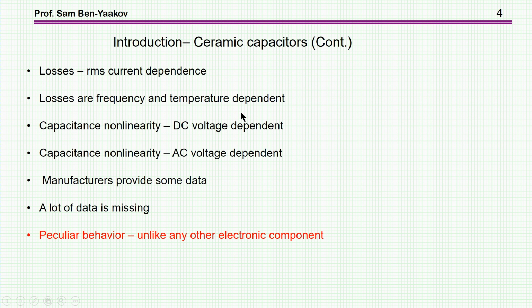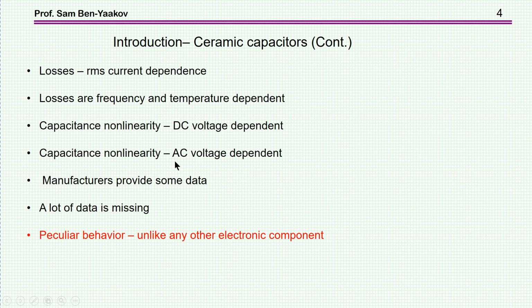So, by way of introduction, let me just continue that the losses are due to the RMS current passing through the capacitor. The losses of a ceramic capacitor are frequency and temperature dependent, and also there is a nonlinearity in two aspects. There is a nonlinearity due to a DC voltage bias that will be imposed on a capacitor, and also a nonlinearity due to AC voltage excitation.